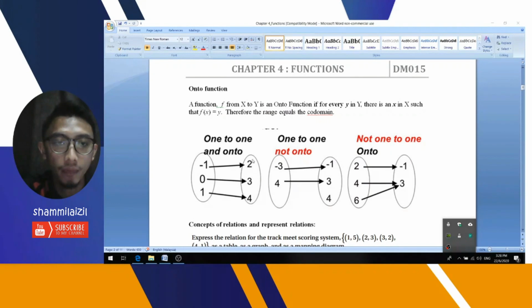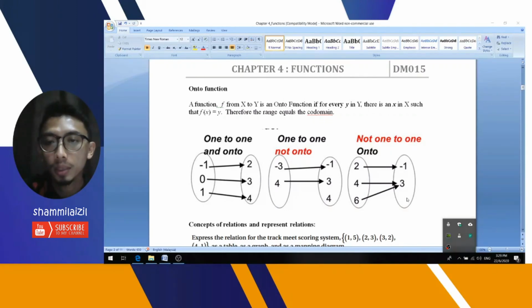All y values have an arrow, right? So this is onto function. Easy. So take a look at this one. Not every y has an arrow, because this 4 doesn't have any arrow. So this is not onto function.